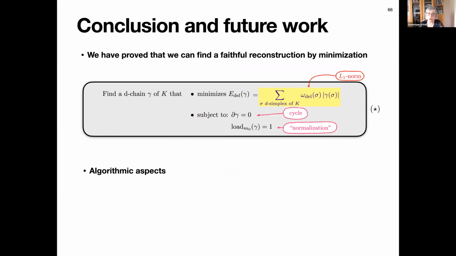Maybe in conclusion, we have this result. We know that it's possible to define a faithful reconstruction by minimization. And what would be nice now would be to focus on algorithmic aspects. That is, how to do it in practice, can it be competitive? So thank you, if you have questions.